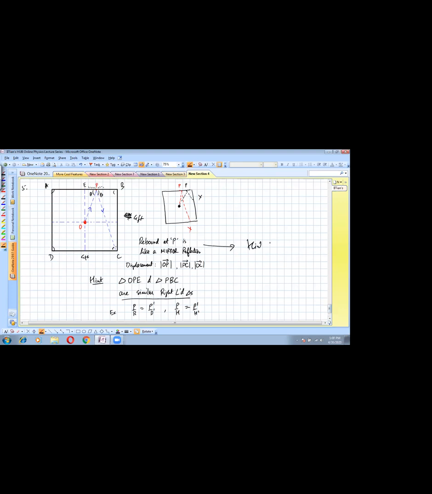This is hint one, that it's acting like a mirror image, the rebound. So that's why these two angles are equal. So theta is equal to theta. And the second hint is to make use of similar triangles. Okay, so that is the geometry of similar triangles. So it's still an interesting problem.